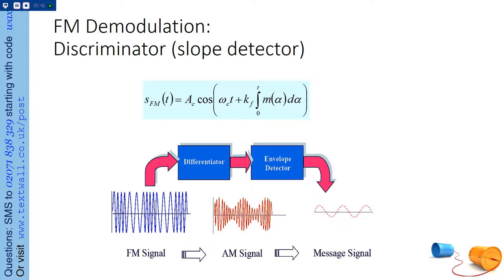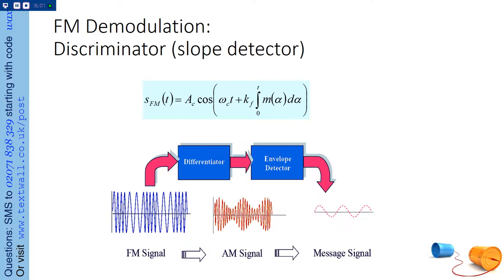We can't look at the envelope because the amplitude is constant. We want to somehow get the information from the frequency. How do you extract the frequency of a sine wave? It's not as simple as finding the envelope or multiplying by a local oscillator.